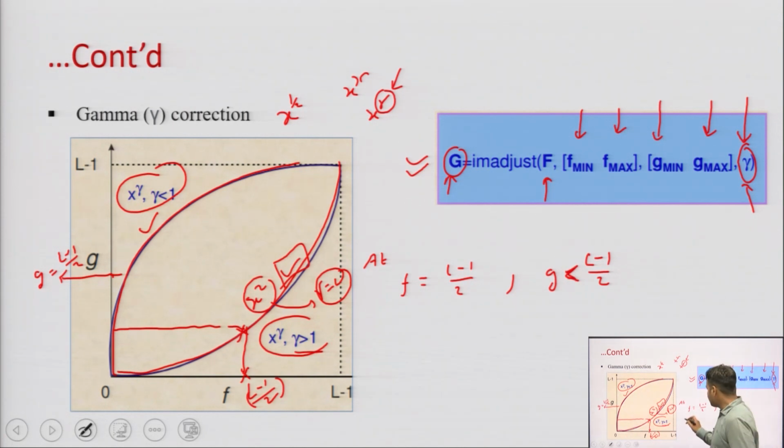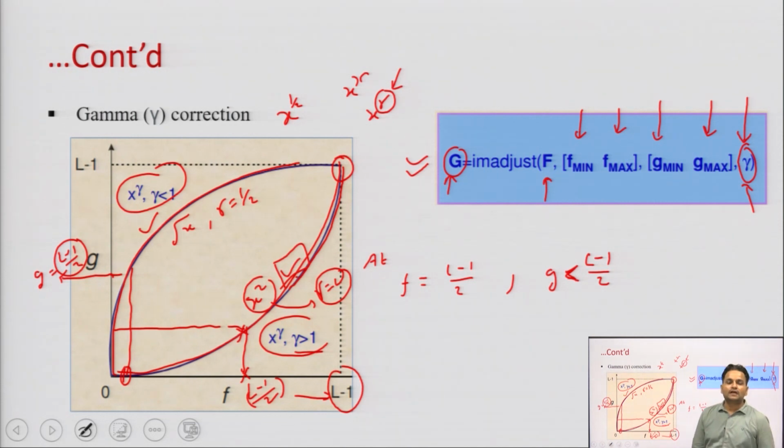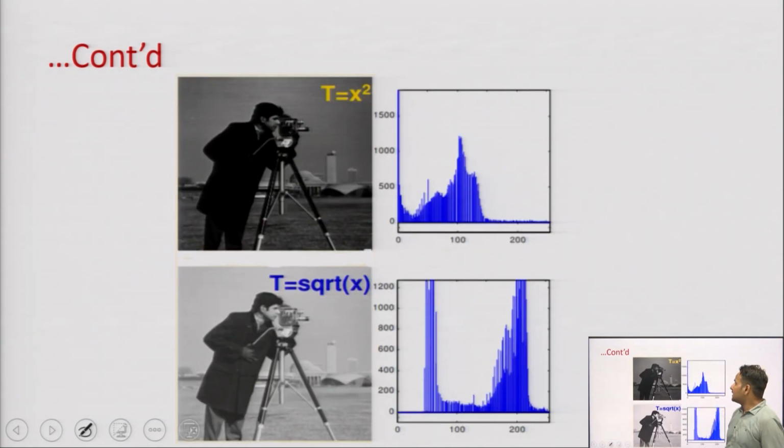So if f rises, then g does not rise in that same manner. If f is exactly L minus 1, then it will become L minus 1, otherwise it will decay, and it increases in this particular way. If you see the root of x, or gamma equal to 1 by 2, then you can observe that the value holds g equal to L minus 1. According to this relation, you may observe the changes in one particular image.